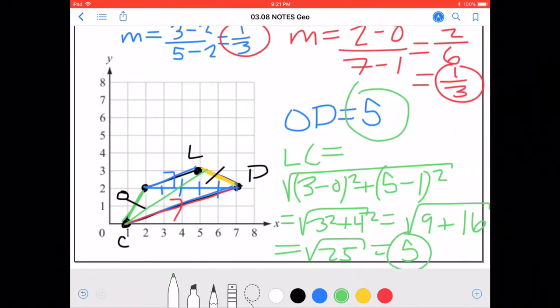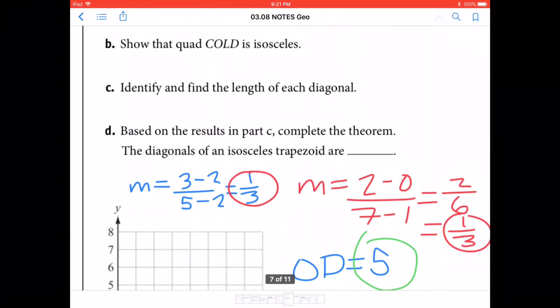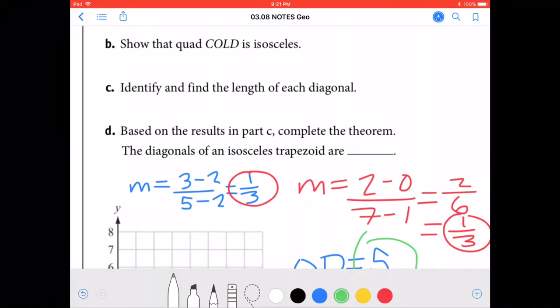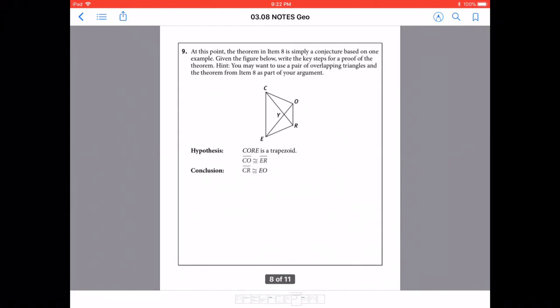By doing it for this one example, we can see what's going on, so we can fill in part D with at least a response that says, based on the results for this one trapezoid, we can complete the theorem below to say the diagonals in an isosceles trapezoid are congruent. Right, they're both equal to 5. They're equal to each other, so they are congruent. Alright, so that is all that work, and I erased most of it, so we are doing some lengthy stuff here.